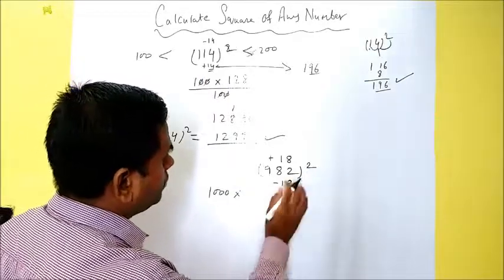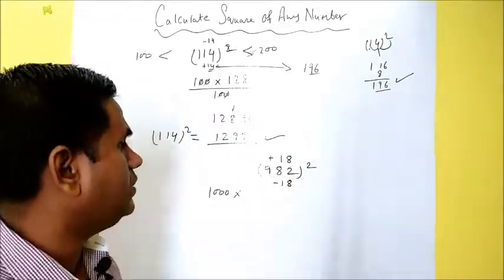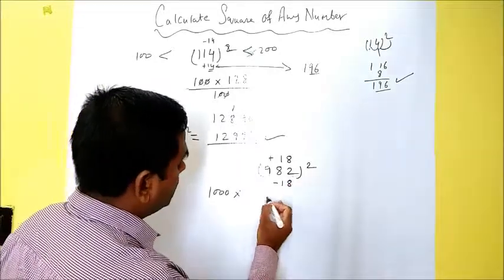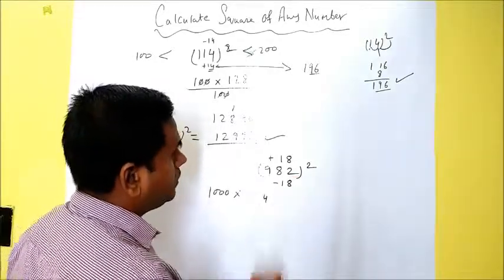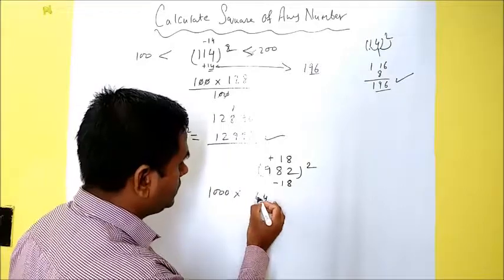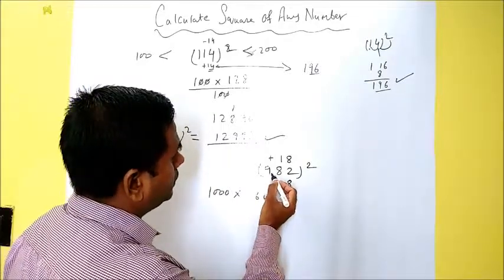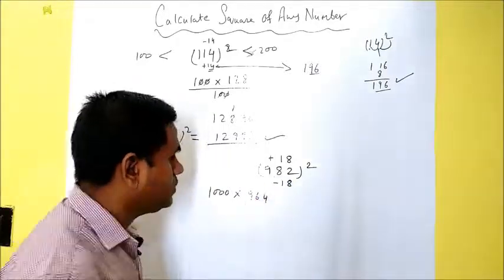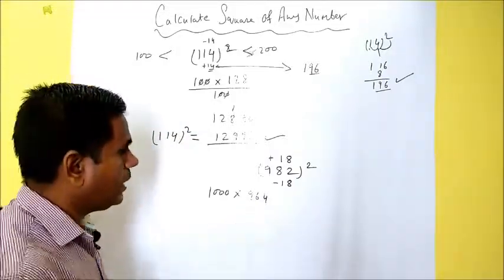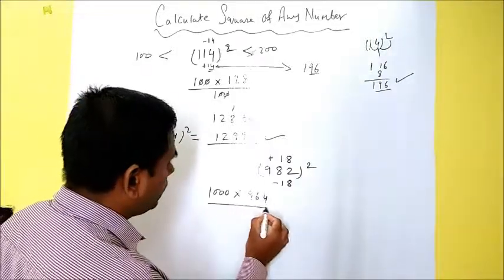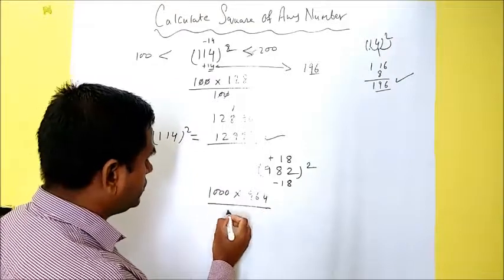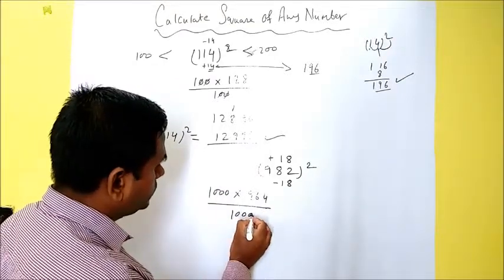Now we have to subtract 18 from 982. So 12 minus 8 is 4. This becomes 7. 7 minus 1 is 6. And this is 9 only. So it becomes 964, friends. 964. And we have to cancel 0. I will be using 1000.